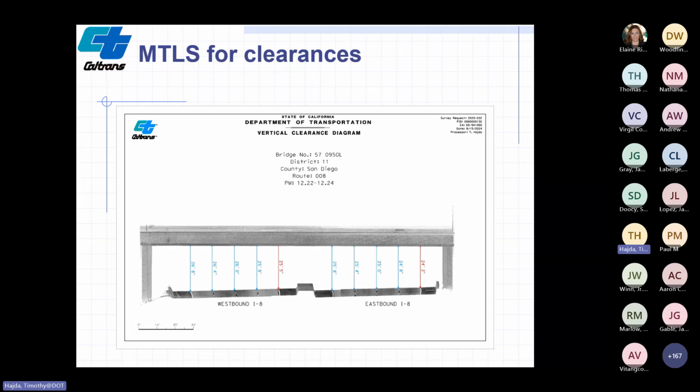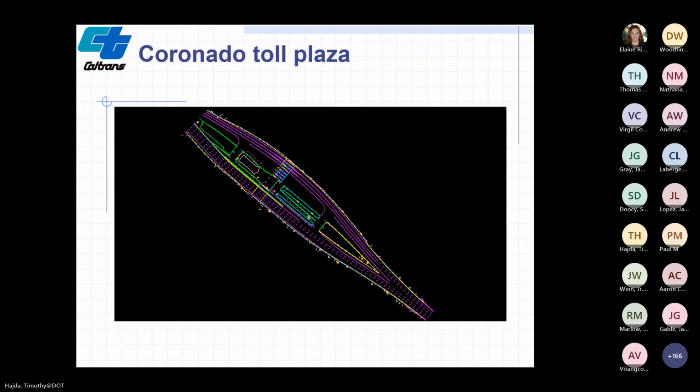Just a couple other use cases for our mobile scanner that I wanted to highlight that we recently used it for: bridge clearances on Interstate 8. And here is another very detailed survey of the Coronado Bridge toll plaza here in San Diego. If anyone's traveled to San Diego, they're probably familiar with the Coronado Bridge.